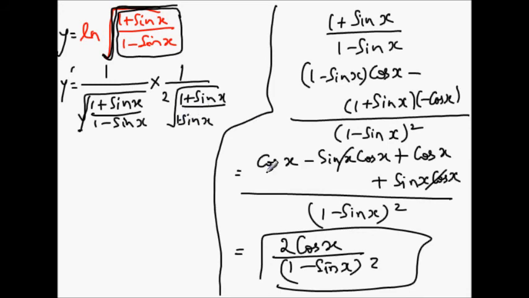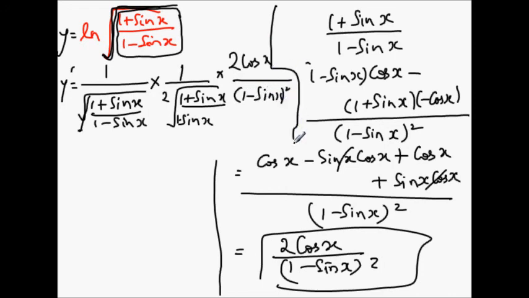1 minus sin x, and then you are going to find the derivative of this quotient, which we have already found, which is 2 cos x over (1 minus sin x) the whole square. Again, now this is a matter of simplification. So the calculus ends here. The next step is normal algebra.